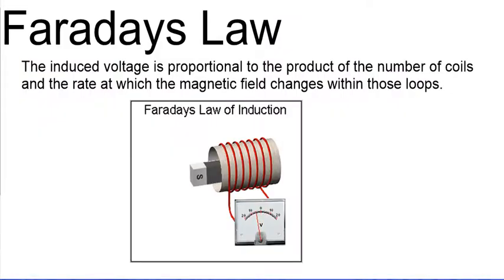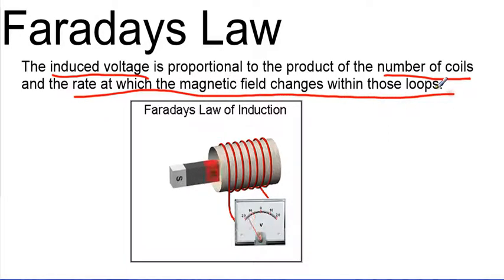All right, which brings us to Faraday's law. Faraday's law is sort of at the core of a lot of these ideas. The induced voltage is proportional to the product of the number of coils and the rate at which the magnetic field changes within those loops. And what is important here is the magnetic field changes. If the magnetic field doesn't change, it cannot induce a voltage, and that's important to note.